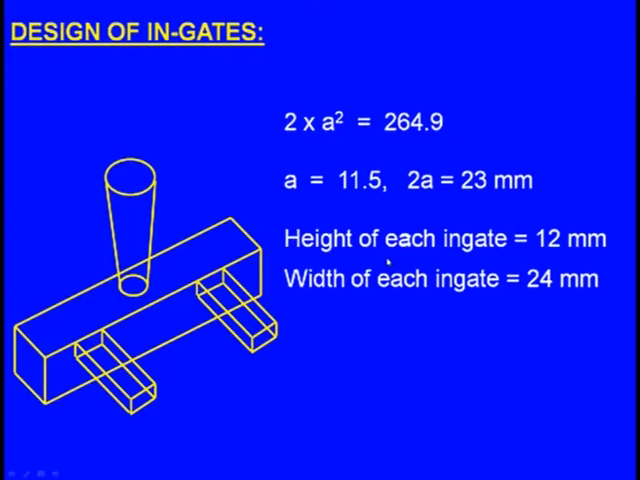Now, let us specify the dimensions of the cross section of the ingate. Height of each ingate is equal to 12 mm, this is almost 12 mm, width of each ingate is equal to 24 mm. So, we have designed the ingates also. Now, let us consider some case studies.